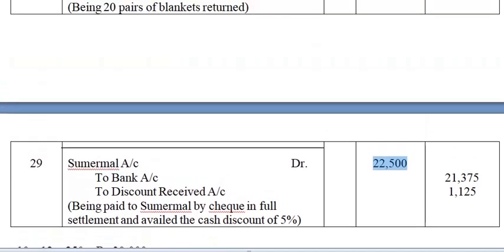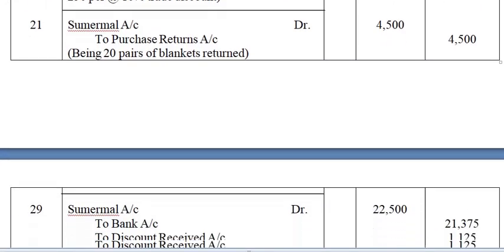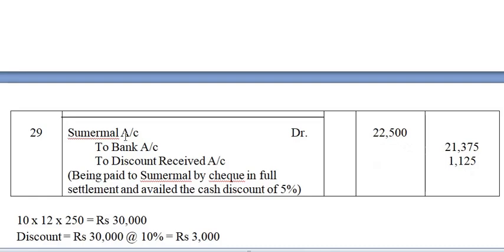Let us go back to the first two journal entries. He purchased goods worth rupees 27,000 after trade discount, and he returned some also. So 27,000 minus 4,500 should be 22,500. He should pay Sumarmal rupees 22,500.